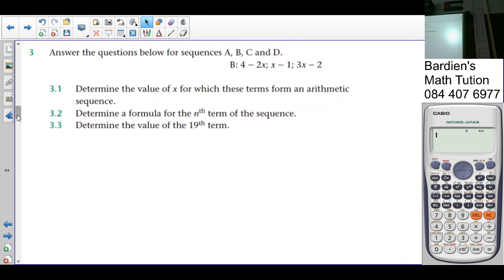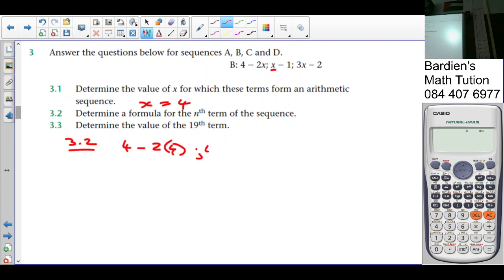Okay? So if x is equal to 4, the question says determine the formula for the nth term. If we need the formula, we need to know what the sequence is. So if x is equal to 4, then what's the sequence? 4 minus 2 times 4, that is negative 4. Then x minus 1: what is 4 minus 1? 3. Then 3x minus 2: what is 3 times 4? 12 minus 2, 10. That's all.